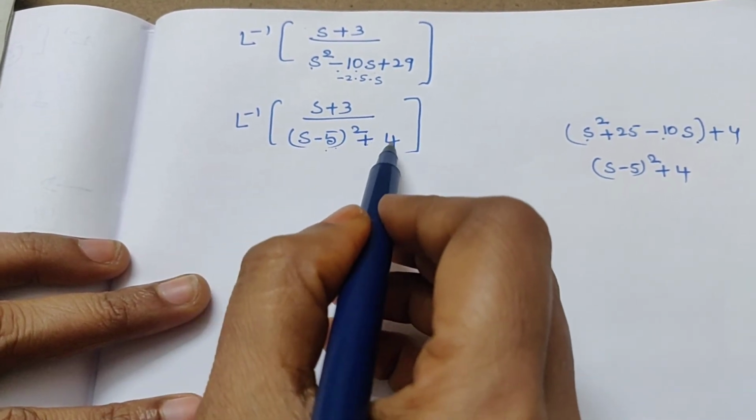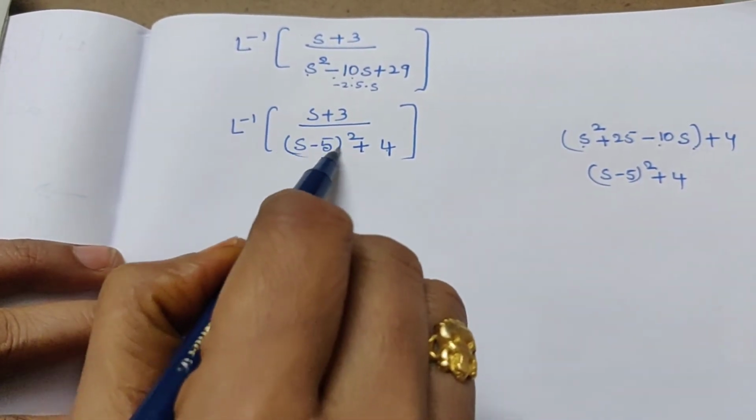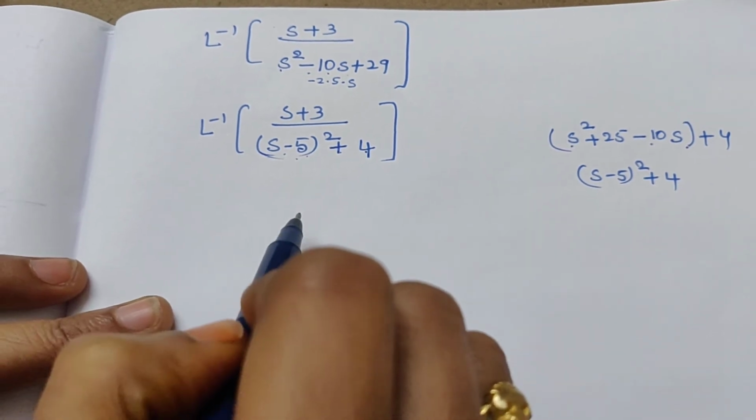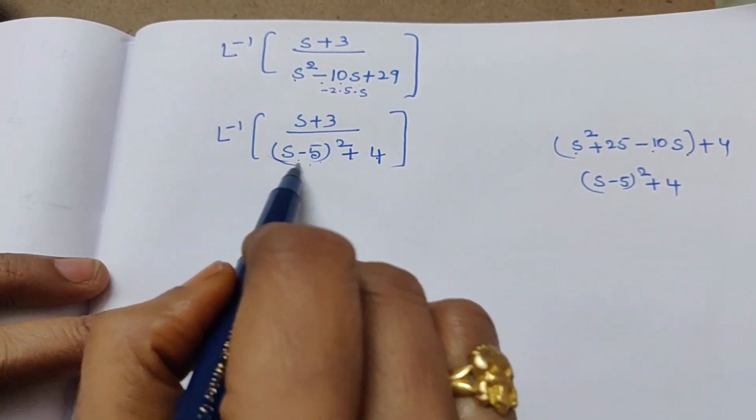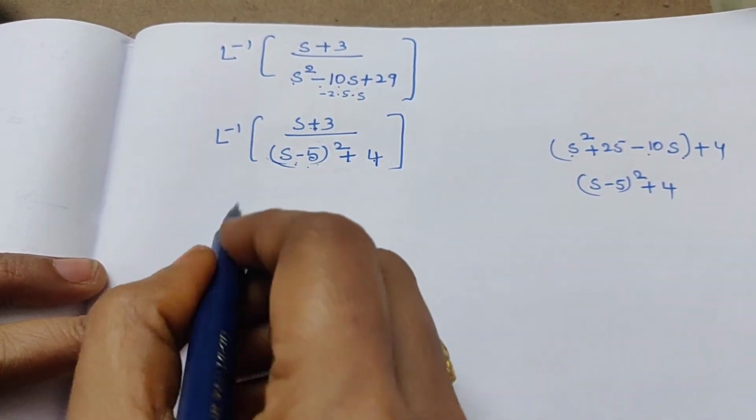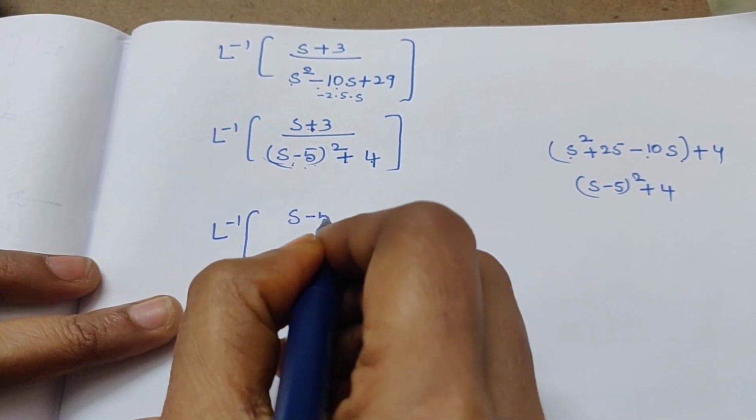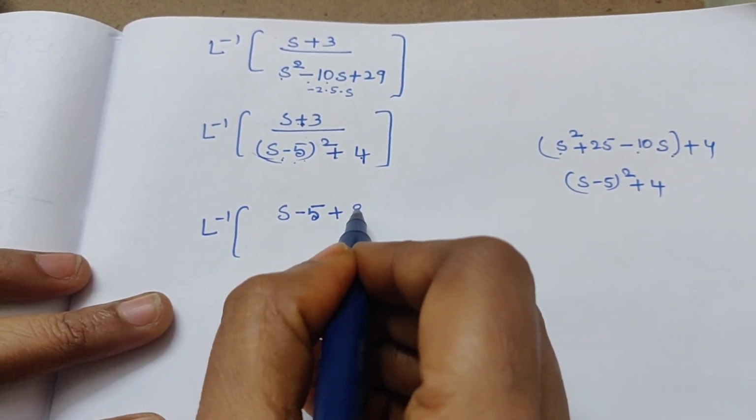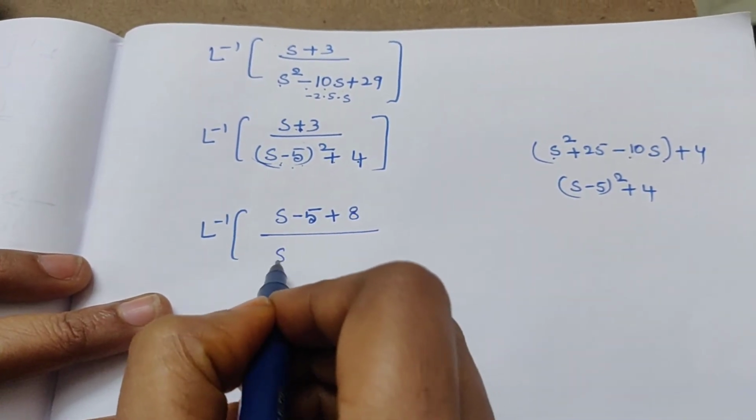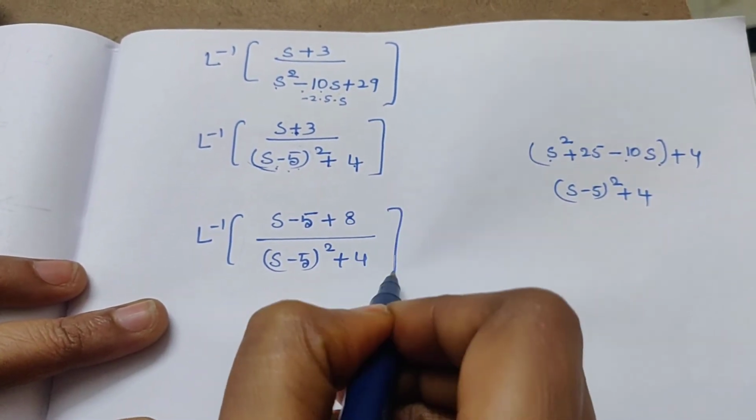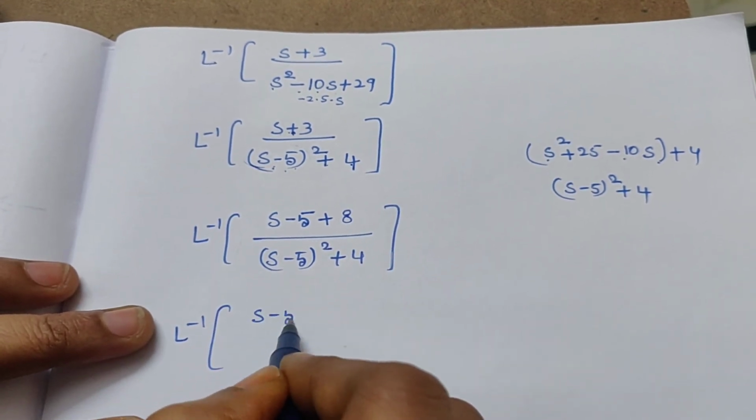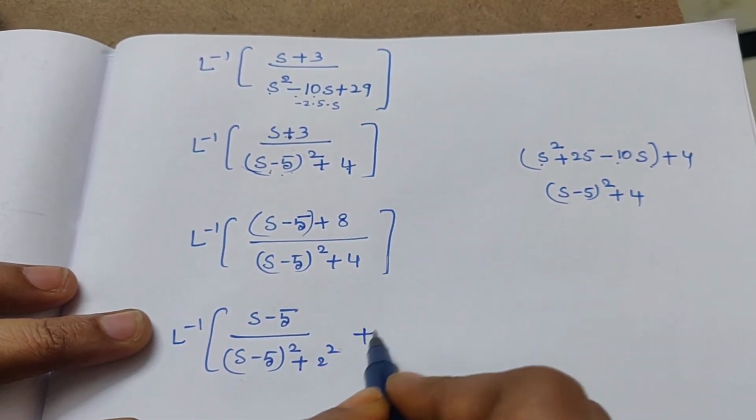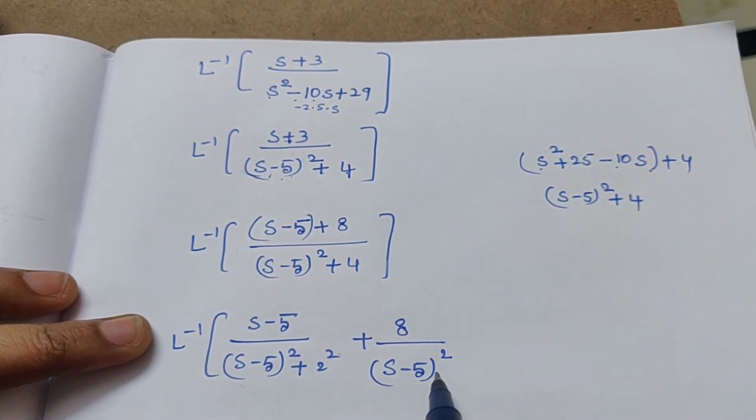Now it is s square plus a square. If you treat this as s square plus 2 square, the problem leads to either sin at or cos at Laplace transforms. S changes to s minus 5, but here we have s plus 3. So try to write it as s minus 5. If you write s minus 5, but here s plus 3, you have to write plus 8 here, so that it becomes (s plus 3) by (s minus 5) whole square plus 4. Now it can be written as L inverse of (s minus 5) by (s minus 5) whole square plus 2 square, plus 8 by (s minus 5) whole square plus 2 square.